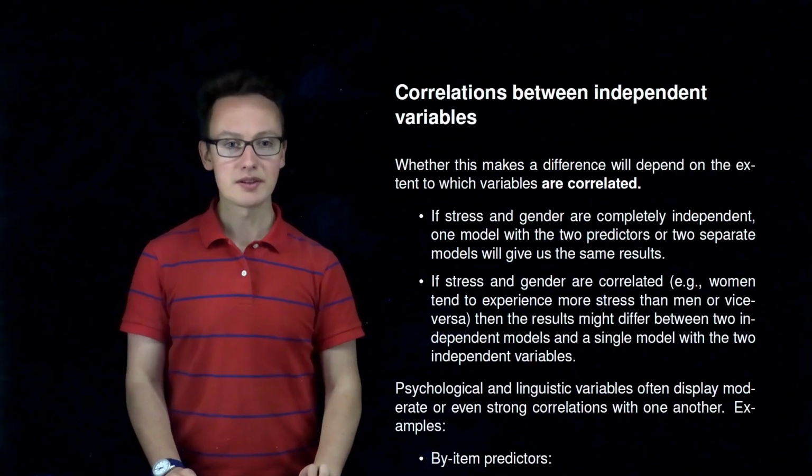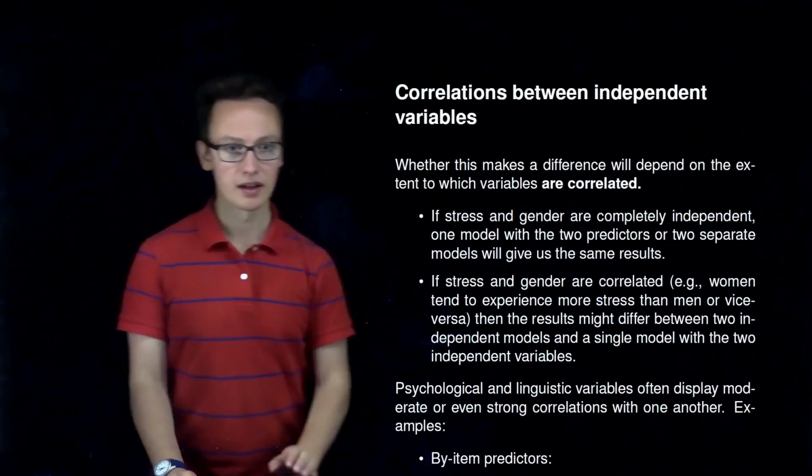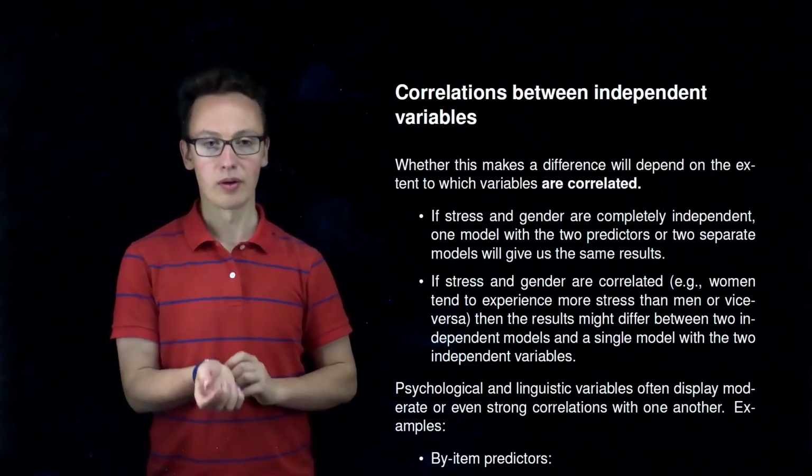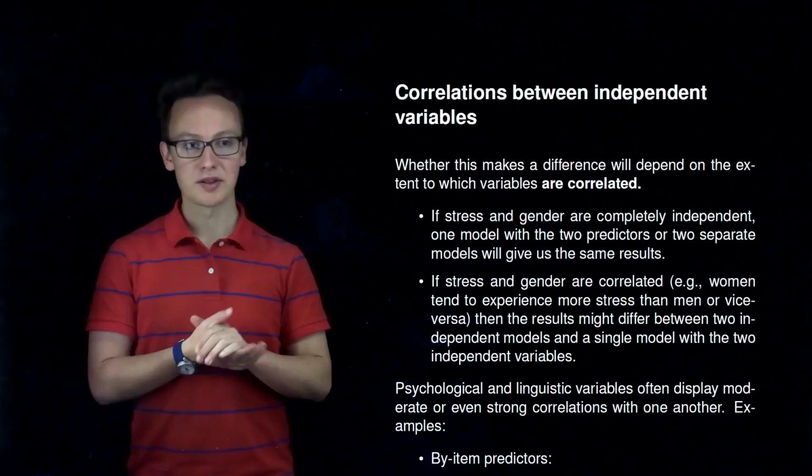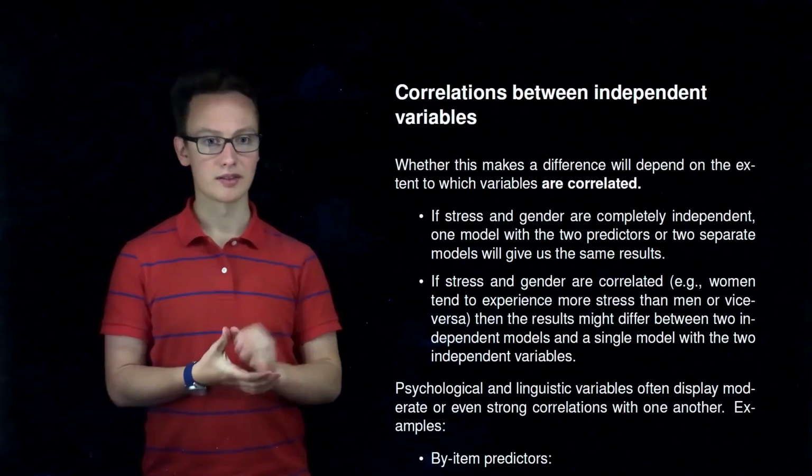So the reason why we always prefer to run a multiple linear regression with all our predictors of interest in the same model is the possible correlation between predictors.